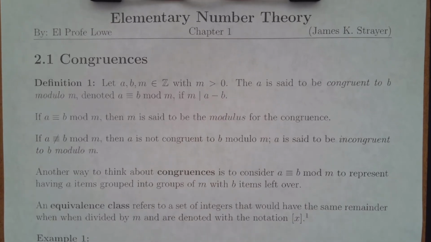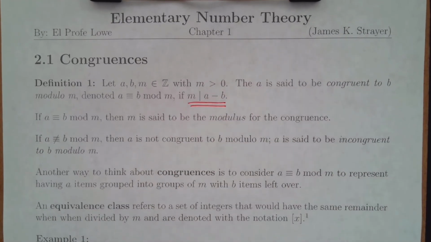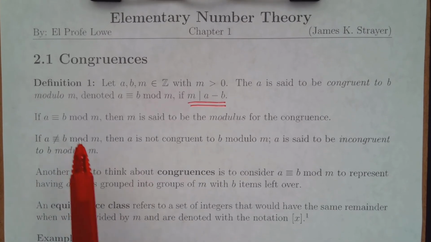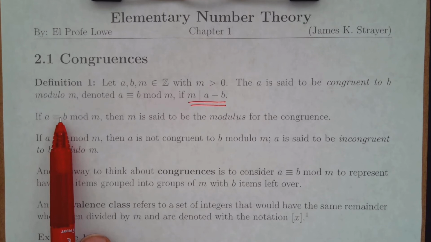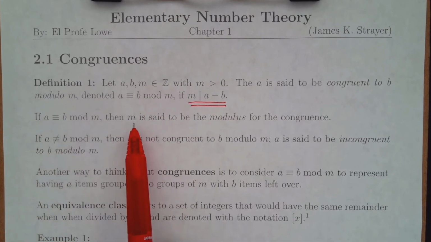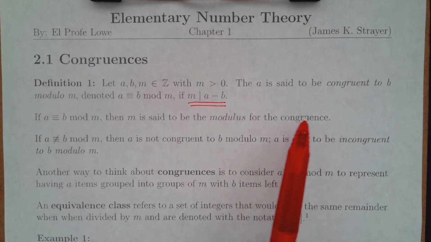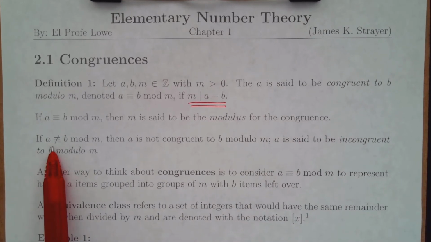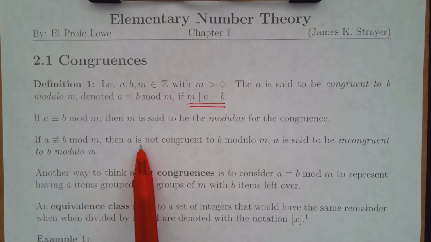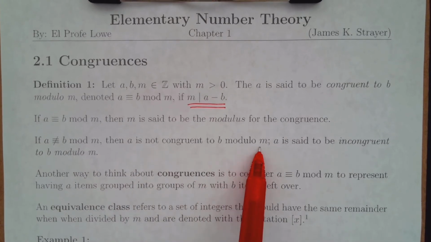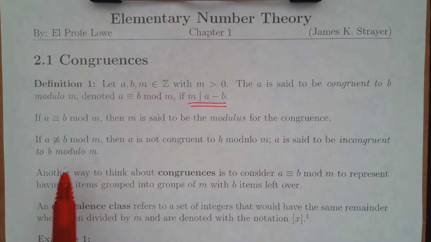Okay, so this little piece is going to be important for the mathematics, but we're going to think about it in a different way that will make it easier. So we say if a is congruent to b modulo m, then m is said to be the modulus for the congruence. And if a is not congruent to b modulo m, then we say a is incongruent to b modulo m.